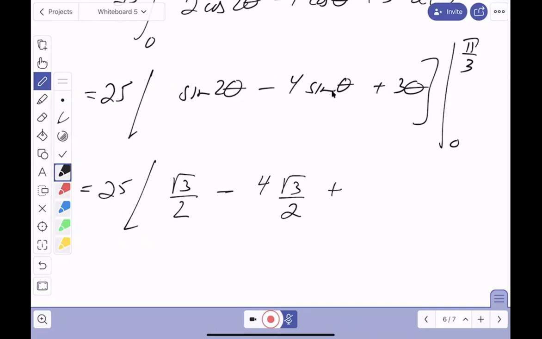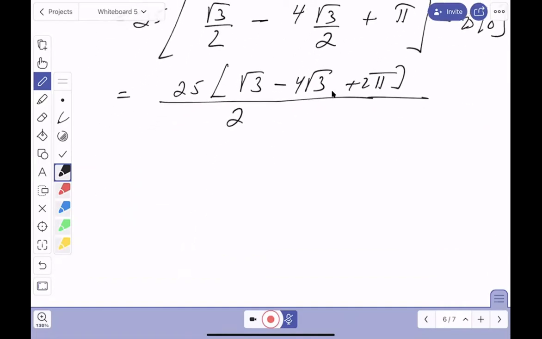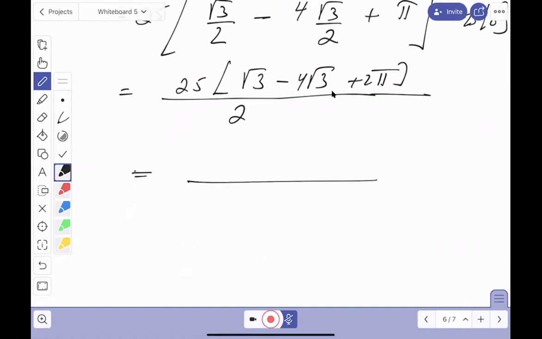Plus pi minus 0. Well, all zeros. I'm not going to put that down, but it's 25 times 0. Let's see if we can do it. And I'm going to use common denominator 2. 25. This should be root 3 minus 4 root 3 plus 2 pi. And this is going to be 25, 2 pi minus 3 root 3s.